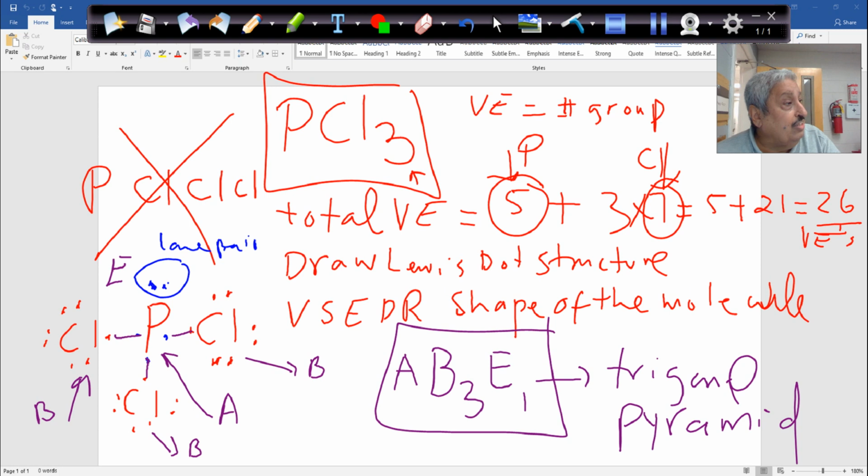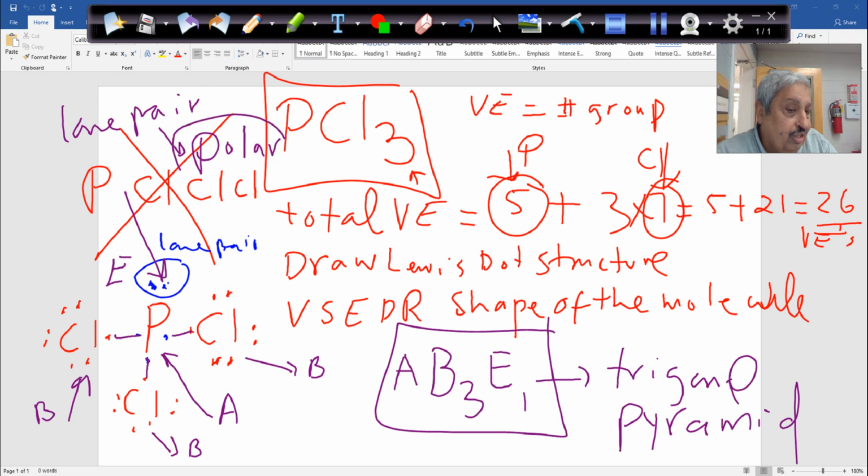Now, if I ask you, is this polar or non-polar? Just for the sake of this, polar or non-polar? What do you think? It has to be polar. Why? Because of the presence of the lone pair. So here we have a lone pair, correct? So that has to be, blindly, polar, no other choice. So this molecule is polar because of the presence of the lone pair at the central atom.